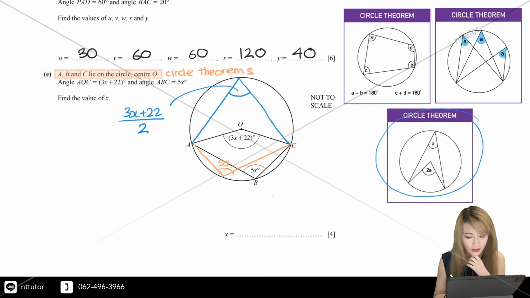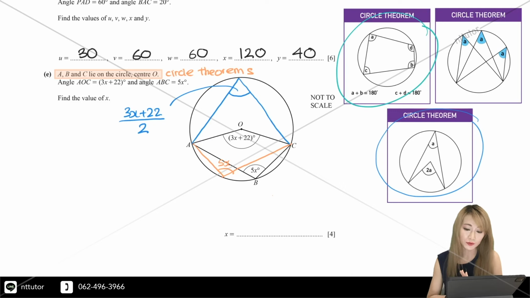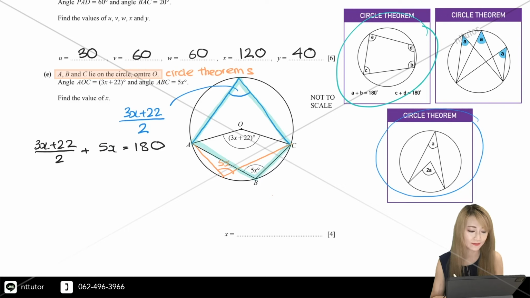And then we can also try and use the other circle theorem, where for a cyclic quadrilateral, the opposite angles add up to 180. Now that we drew that extra blue line, we have a cyclic quadrilateral. So opposite angles in a cyclic quadrilateral add up to 180. This means that the angle on the other side, which is 3x plus 22 divided by 2, plus 5x must equal 180. And now we can use this equation to solve for x.